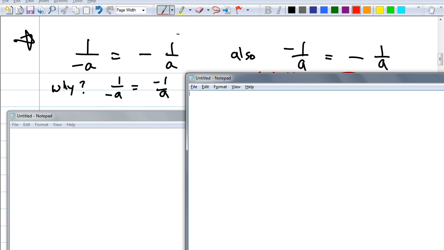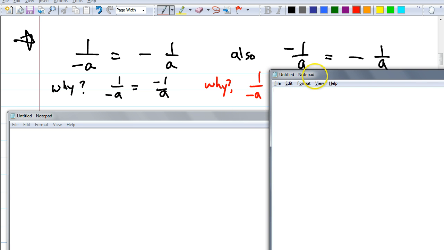Is there a way to show this algebraically? Why these two fractions are equivalent? I don't know if you ever thought of it this way, because sometimes people ask me, why are these equivalent? 1 over negative a, right? Is there a way to show this algebraically? There is. Let me show you right now. Anybody see it? How do you show algebraically that they're equivalent?